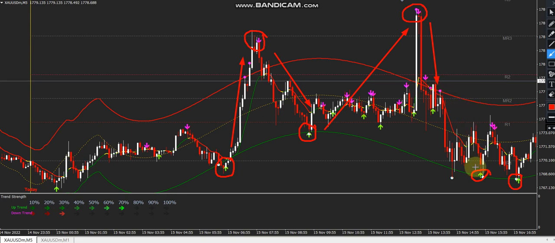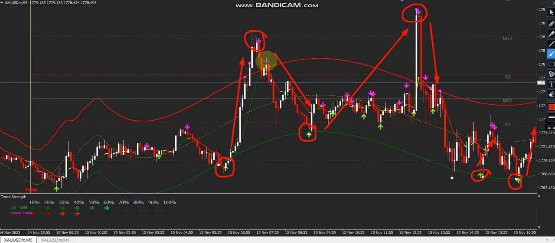We had another entry here, and I would exit when I see an indicator in the opposite direction. I wouldn't take this trade because it's close to the golden line. Another indication right at the line, I'll take that trade. So this is 100 pips.